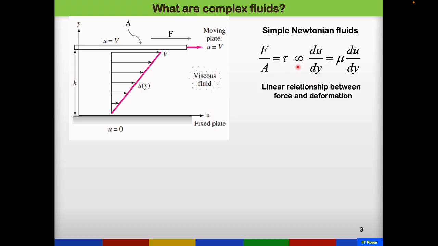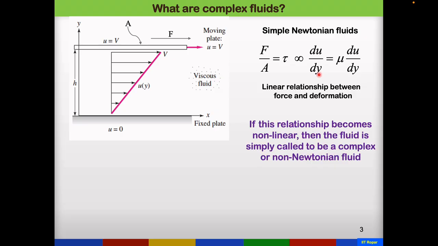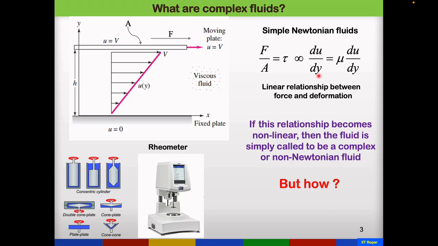But when the linear relationship between tau and du by dy becomes non-linear in nature, then we call that a non-Newtonian or complex fluid. So it is as simple as that. But the question is, how can we determine whether the relationship between tau and du by dy is linear or non-linear? How can we do that?